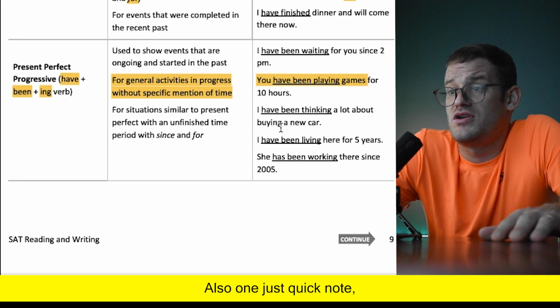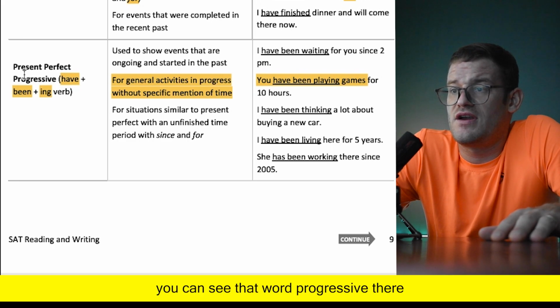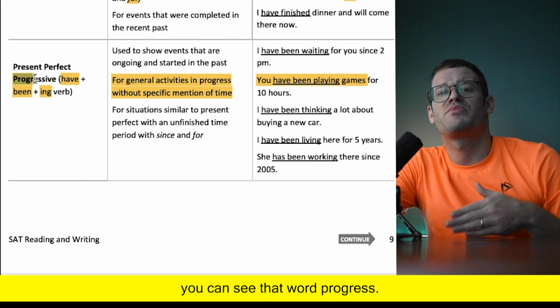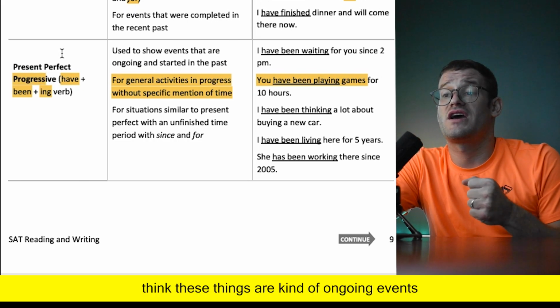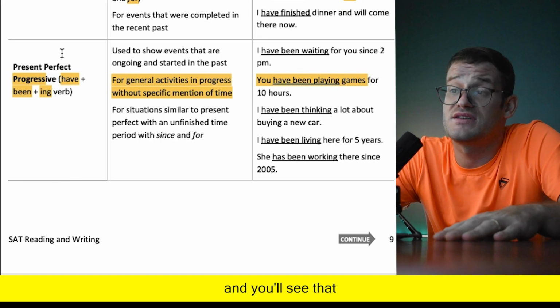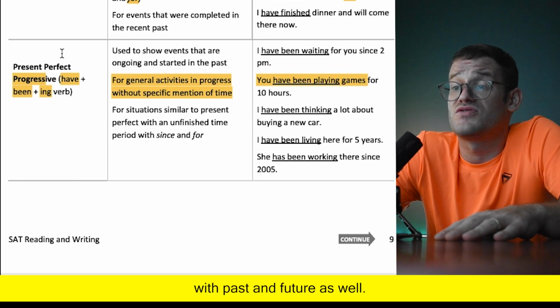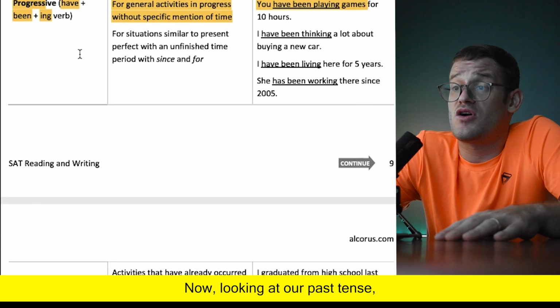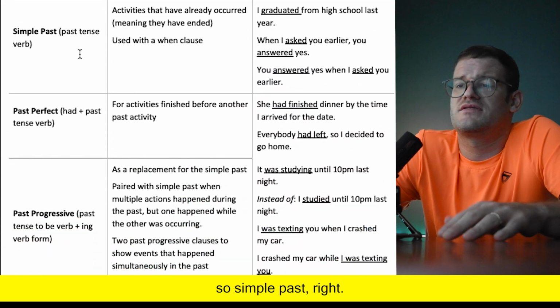Okay, also one quick note, you can see that word progressive there, and in the word progressive, you can see the word progress. So again, think these things are ongoing events, and we'll see that with past and future as well.